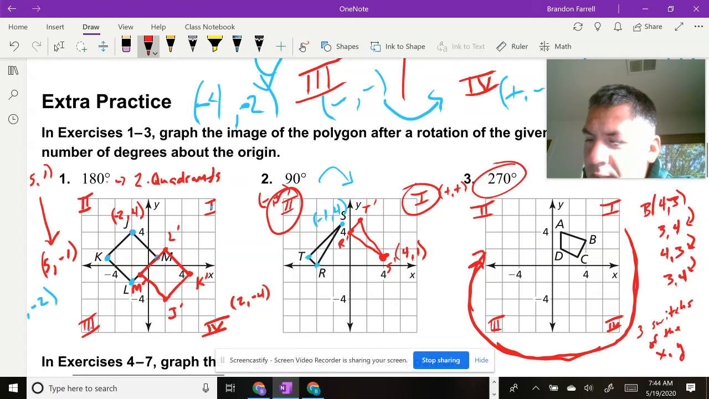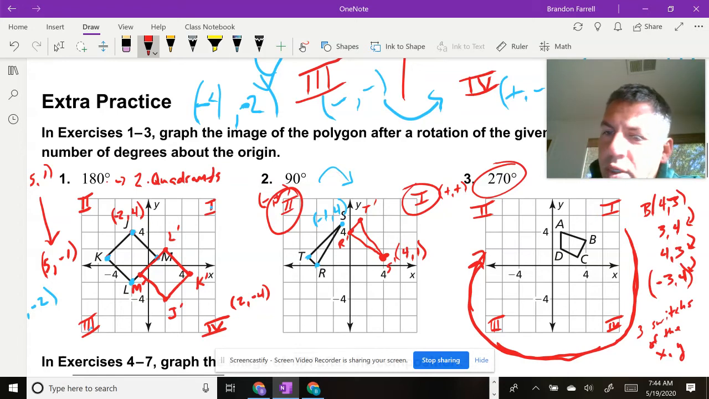1, 2, 3 switches. So now, because it goes from 1 to 2, the objective of the point is just to make the X value negative. So we know that B prime is going to be negative 3, 4. A is 1, 4. So this is going to go to negative 4, 1. A prime. D is 1, 2. So we're going to switch that to negative 2, 1.